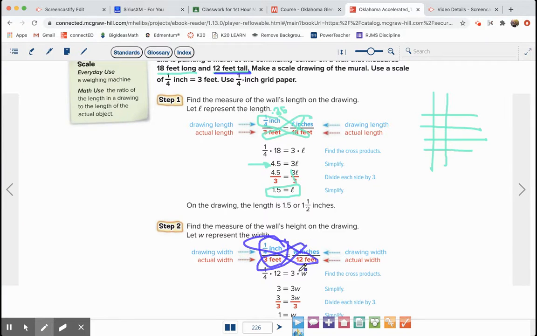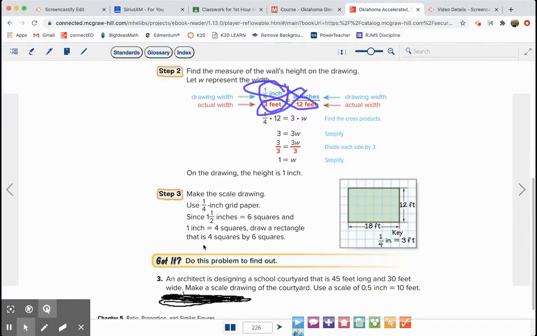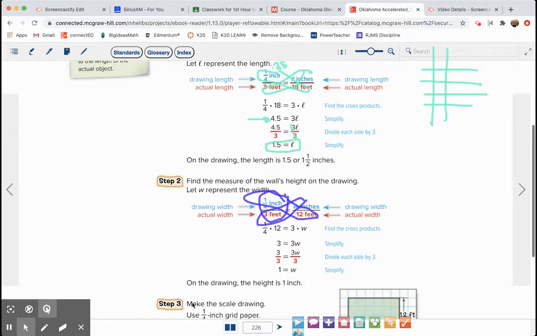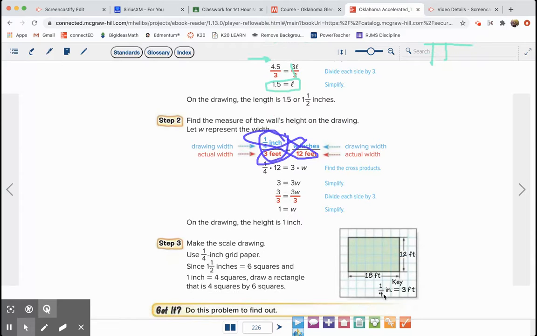3 times W is 3W. 1/4 times 12 is 3. Divide both sides by 3, and you get that the width equals 1. So our measurements on this little one, even though it was really 18 feet by 12 feet, they went ahead and showed you what it would actually look like. It would be 1.5 inches long and 1 inch tall.